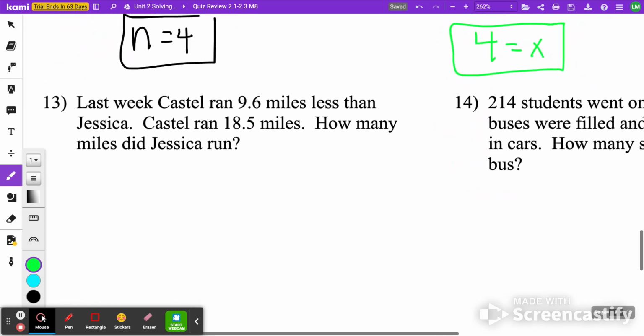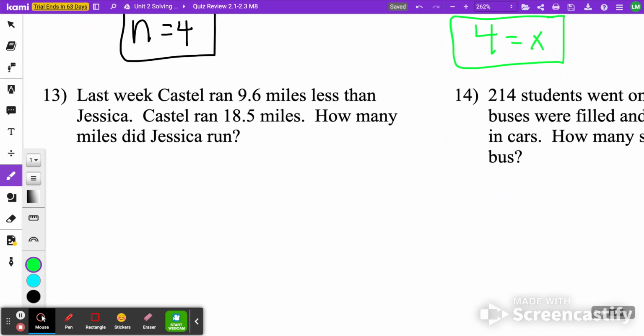13. Last week, Castle ran 9.6 miles less than Jessica. Castle ran 18.5 miles. So how many miles did Jessica run? In order to figure this one out, you first want to start off with Castle ran less than Jessica, so his number should be lower than Jessica, which means I would need to add 9.6 to Jessica's amount. Because I want to add to find my result, what I really should be showing is subtraction in my equation.